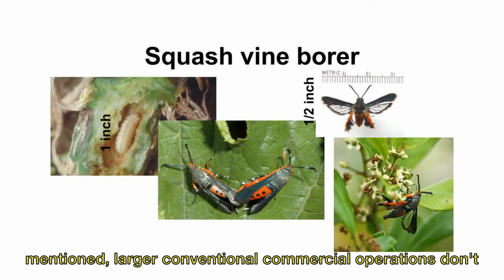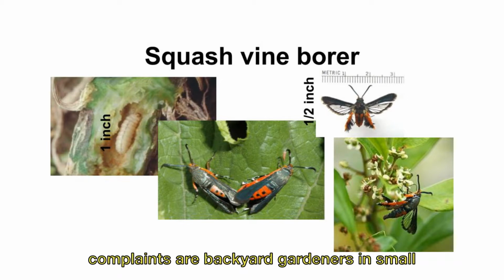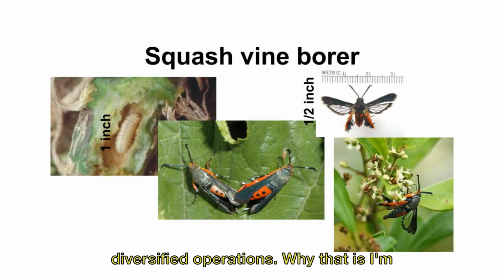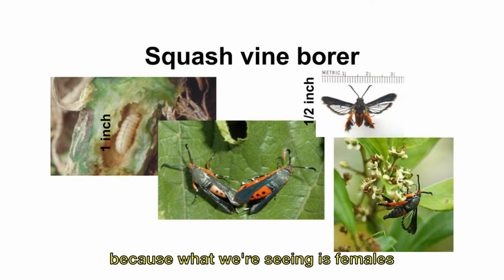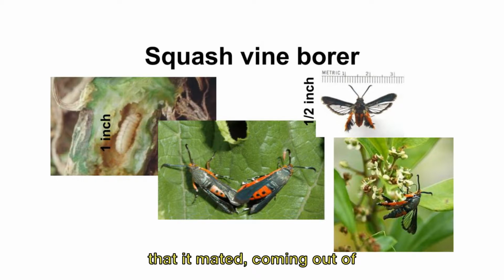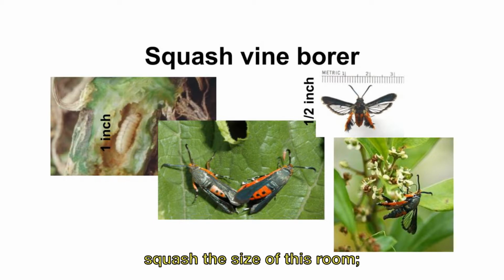As Zsofia mentioned, larger conventional commercial operations don't typically have a problem with this pest. Typically, where we see this or where we hear complaints are backyard gardeners and small diversified operations. Why that is, I'm not entirely sure. Likely, I would guess that what we're seeing is females that have mated coming out of wild native hosts and then moving into fields. And it's probably just an edge area kind of relationship, where if you just have a small block of squash the size of this room, there's a lot of edge relative to the center of the plot. If you have a 50-acre block of cucurbit, they may not penetrate all the way into the center.